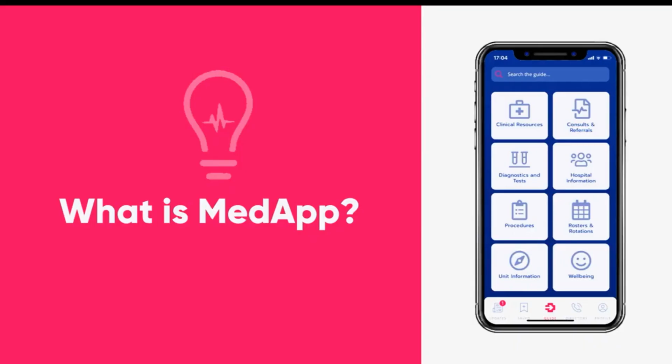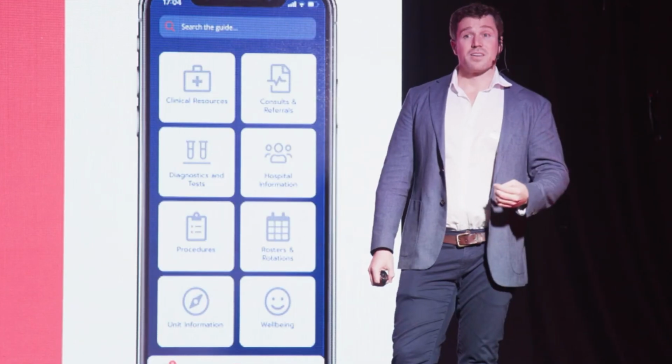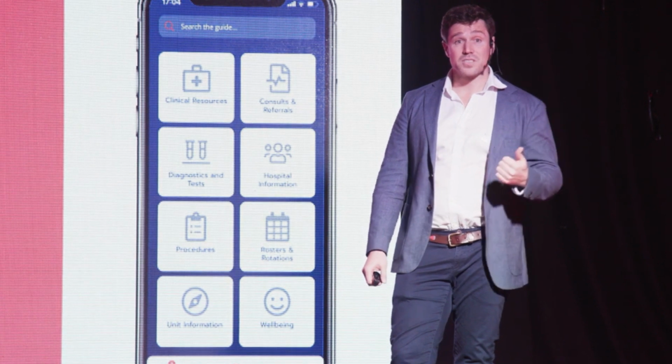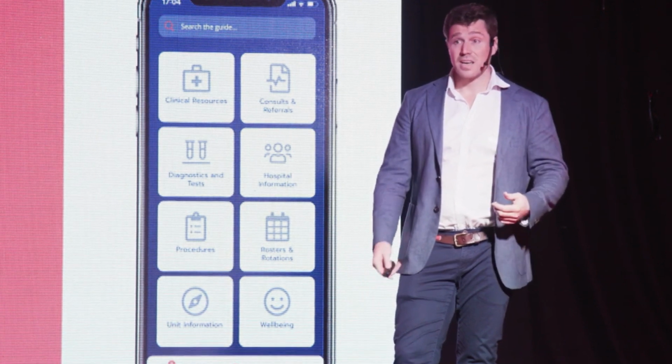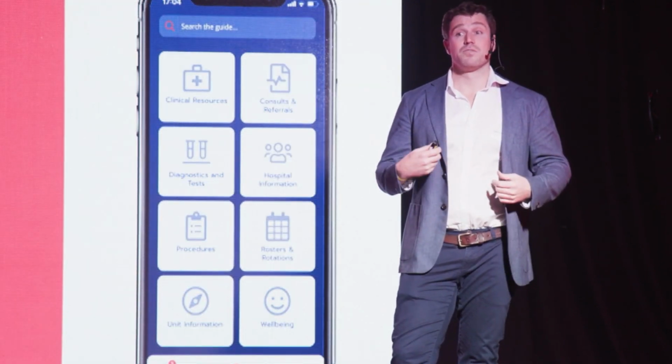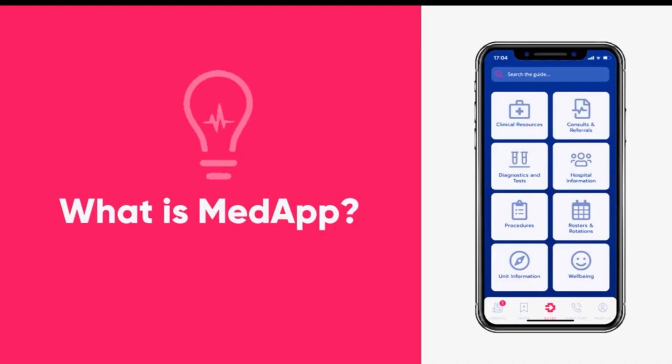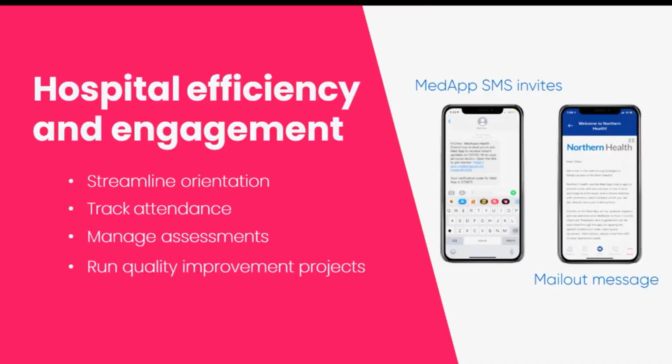So what is MedApp? MedApp is effectively a cross between Enboarder and Culture Amp for hospitals. So we improve hospital efficiency, we improve their culture, and we do this while making life easier for the clinicians inside it. On a practical level, I'll give you a little example.